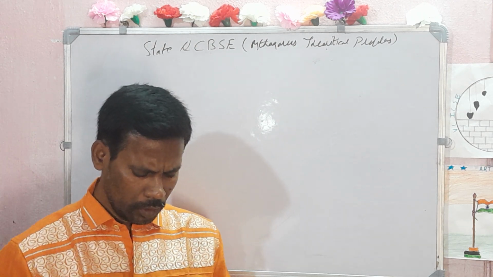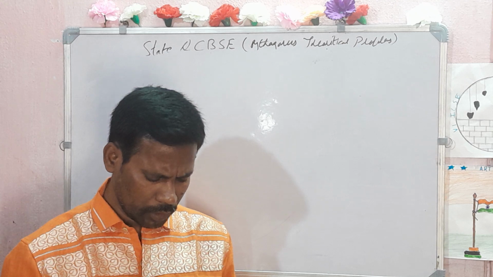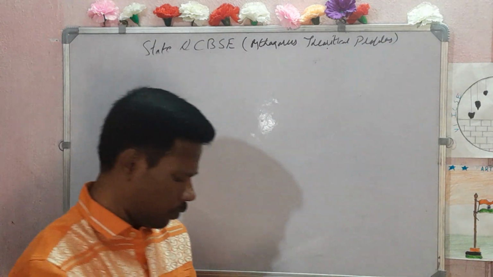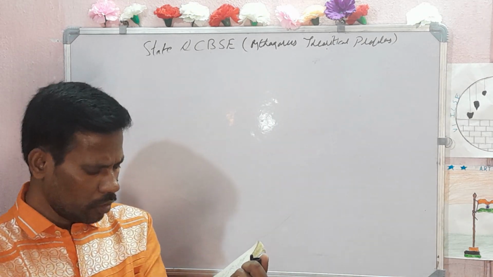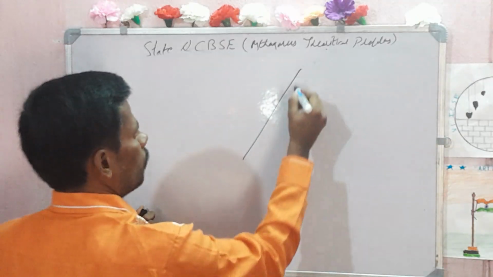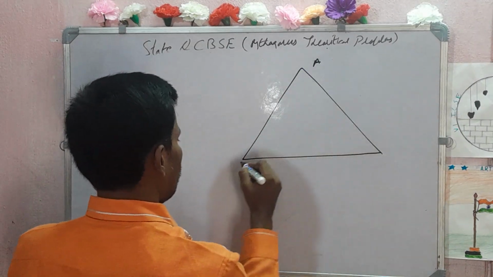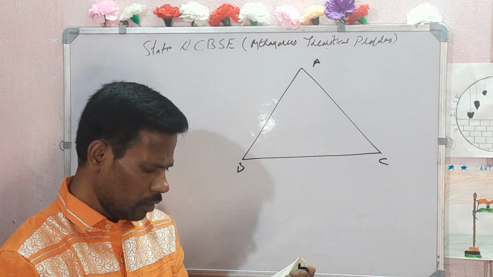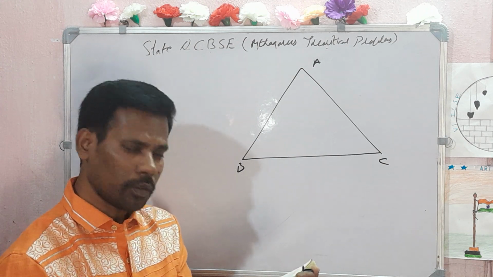Theoretical problems. Prove that 3 times the sum of squares of the sides of a triangle is equal to 4 times the sum of squares of the medians of a triangle. Very simple question. Prove that 3 times the sum of the squares of the sides of a triangle is equal to 4 times the sum of squares of the medians of a triangle.